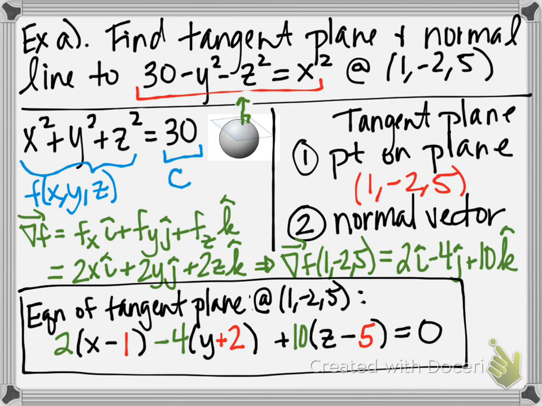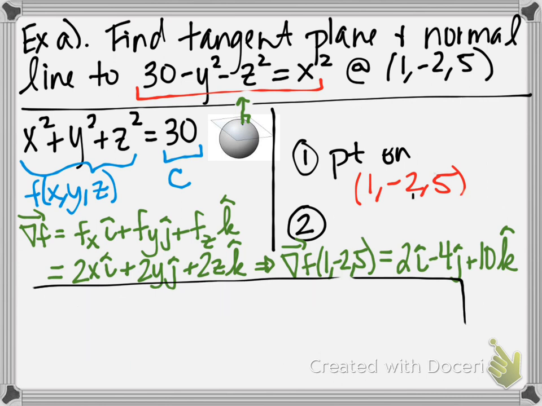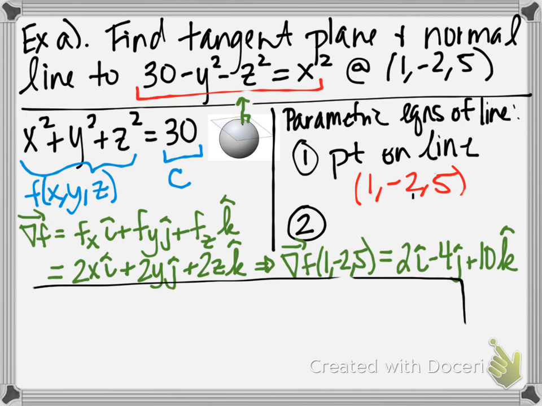Okay, now we're going to move on to finding the normal line. So that's just going to be the line that continues to extend in the direction of this normal vector here in the picture. And so again, we need two things to find the parametric equations for a line. To find the normal line, again, you need a point that's on the line, and then you need a vector that's pointing in the direction of the line. And we have both of those things. The point is (1, -2, 5), and the vector that's in the direction of the normal line is just the normal vector, which we've already found to be the gradient vector, evaluated at (1, -2, 5).